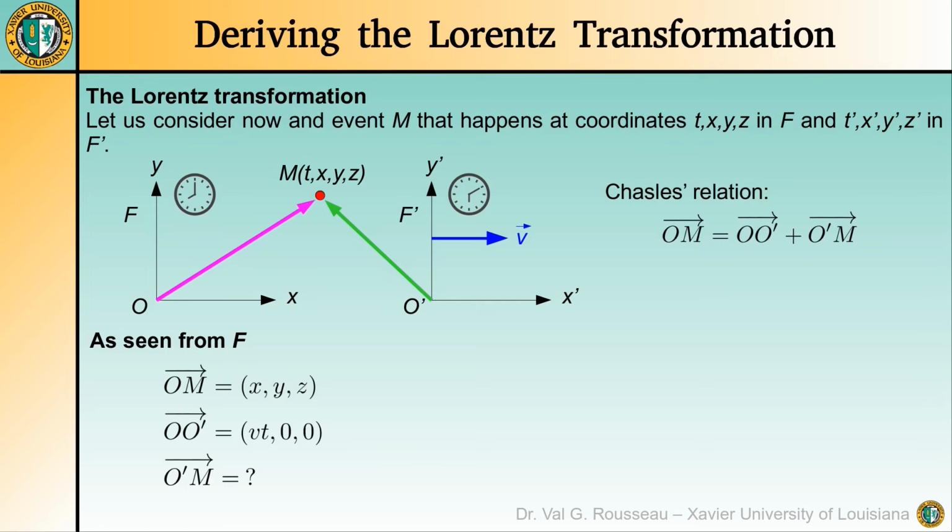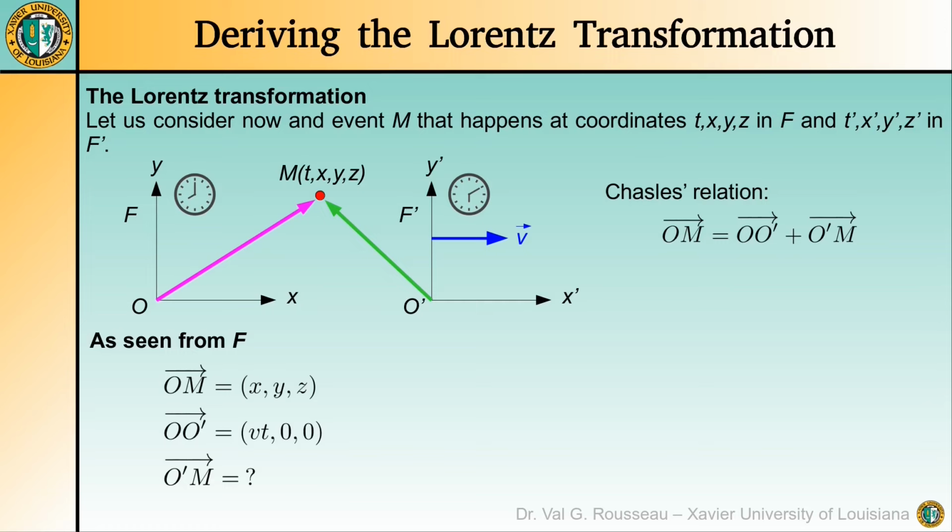From this point of view, it is F prime that is moving at velocity v. We can make use of Chasles' relation. Vector OM equals vector OO prime plus vector O prime M. In F, the vector OM has coordinates x, y, z, and the vector OO prime has coordinates vt, 0, 0. What are the coordinates of the vector O prime M? This vector in F prime has coordinates x prime, y prime, z prime by definition. But we already know that y prime equals y and z prime equals z.